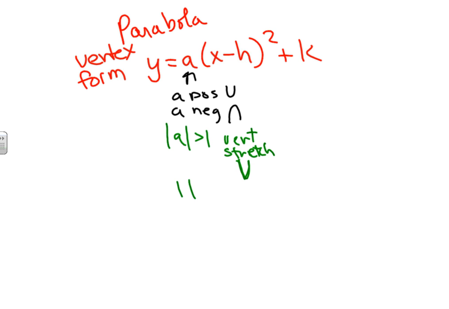And if the absolute value of a is between 1 and 0, then it's a vertical shrink, and it makes it wider as we go. The vertex is (h, k). So do be careful, because for h it says subtract. And I think that's everything about a parabola.